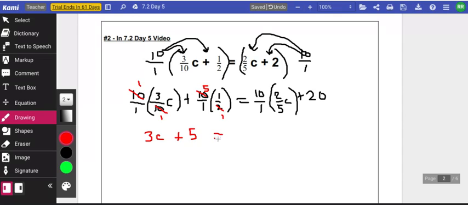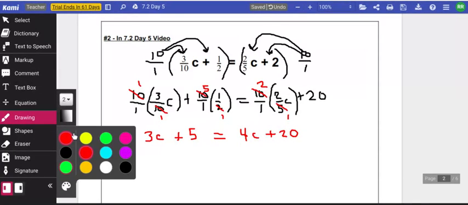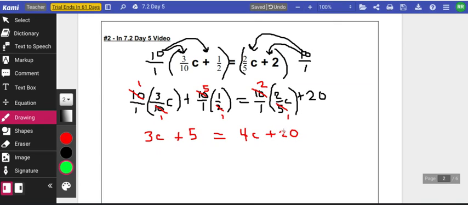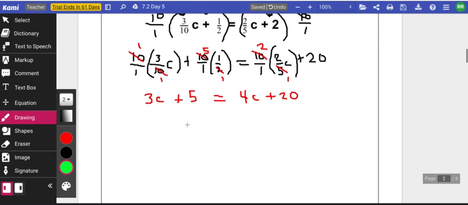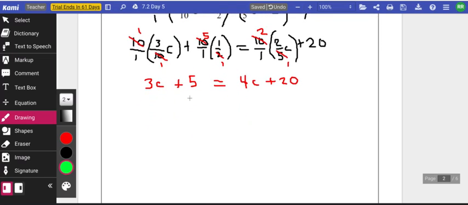Bring your equal sign down. Here you have 10 over 5, or 10 divided by 5, that is 2. So I cross simplify to 2, or 2 over 1. So you're left with 2 times 2c, that's 4c. And then you still have the plus 20. So now, as you can see, once you cross simplify your fractions, you're left with an equation with no fractions in it. This looks much nicer, and you should feel very comfortable from this point solving.